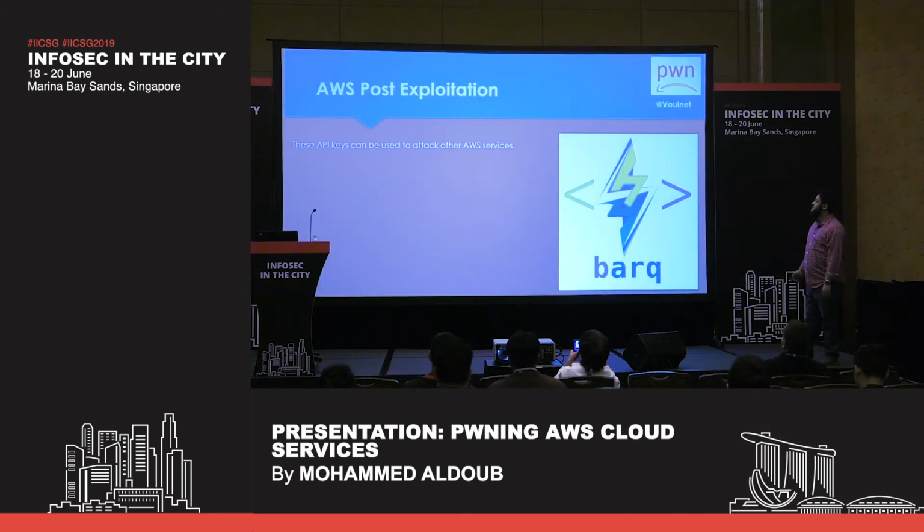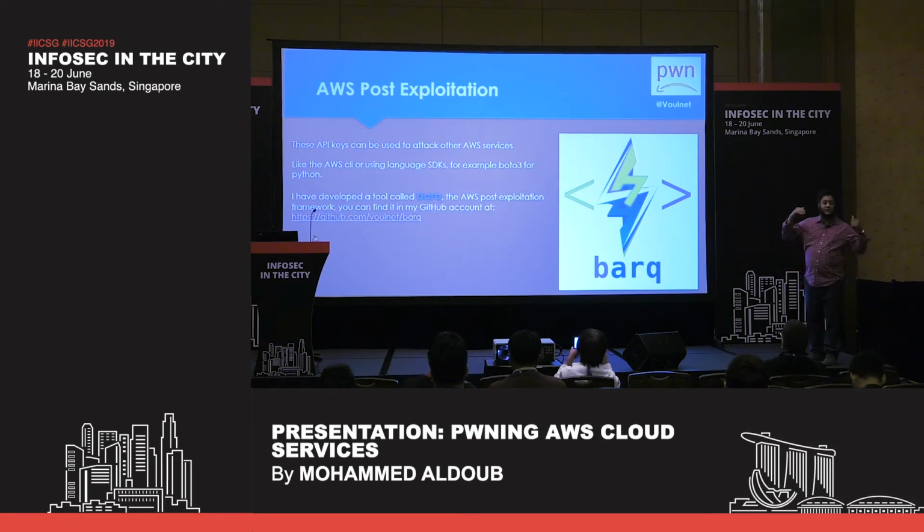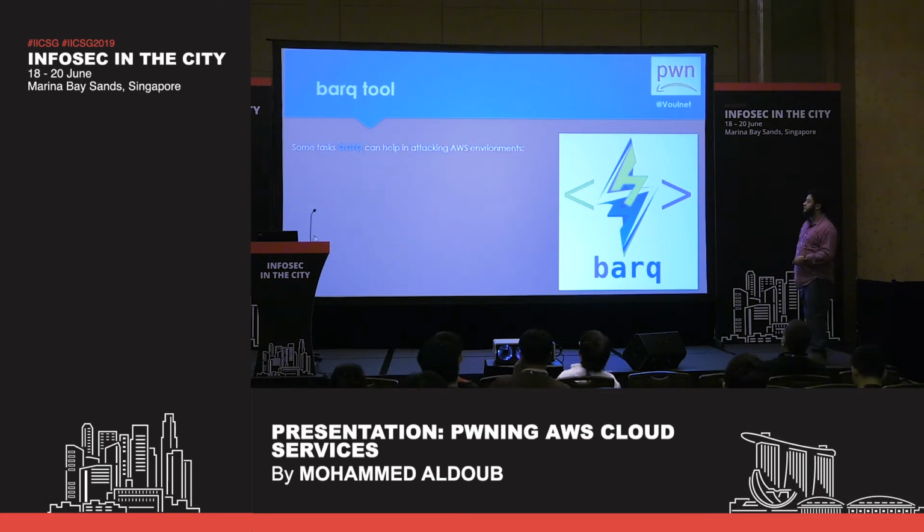So this tool is a post-exploitation tool, meaning that you give it an API key and it allows you to attack the services inside the Amazon environment. So you can attack running servers, you can dump credentials, you can attack all the environment inside Amazon using this tool. It's written in Python. That's the actual GitHub link. So you can go there and you can download it yourself, you can try it.